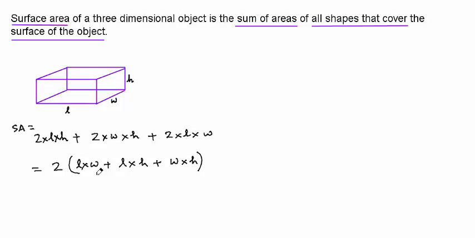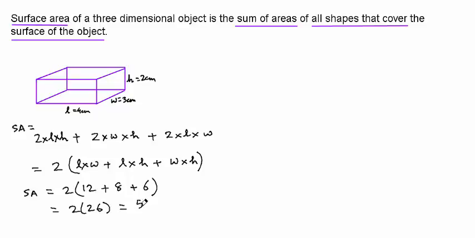For example, if you want to find the surface area of a rectangular prism with length equal to 4 centimeters, width equal to 3 centimeters, and height equal to 2 centimeters, the surface area would be equal to 2 times length times width, 4 times 3, that's 12, plus length times height, 4 times 2, that's 8, plus width times height, that's 3 times 2, that's 6. So that's equal to 2 times 26, which is equal to 52 square centimeters.